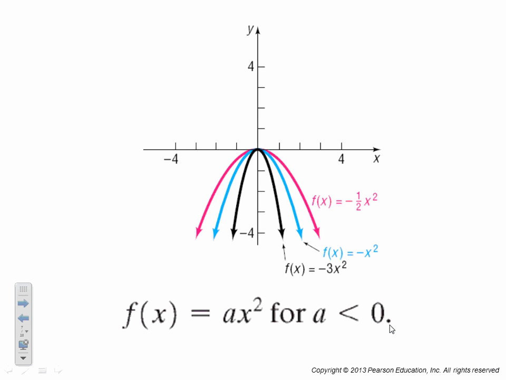We talked a little bit about this for our revenue problem. When a is negative, it makes a frown. But the same rules still apply even though we're reflecting across the x-axis. It's still a fatter curve when you have 1/2. It's still a skinnier curve when you have a number whose absolute value is greater than 1.